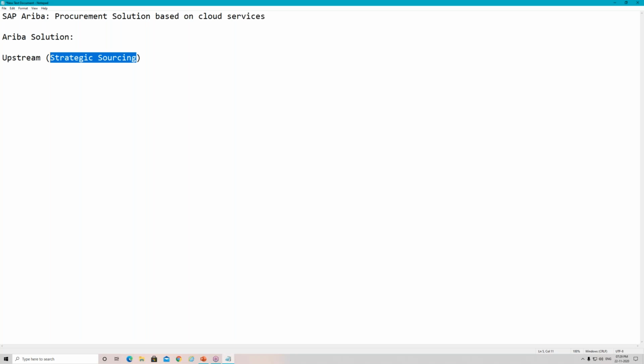Actually, that is not the issue. Okay. But still, I will prefer to use the term upstream. It's much better. Similarly, downstream. This is also called as something around buying and invoicing.